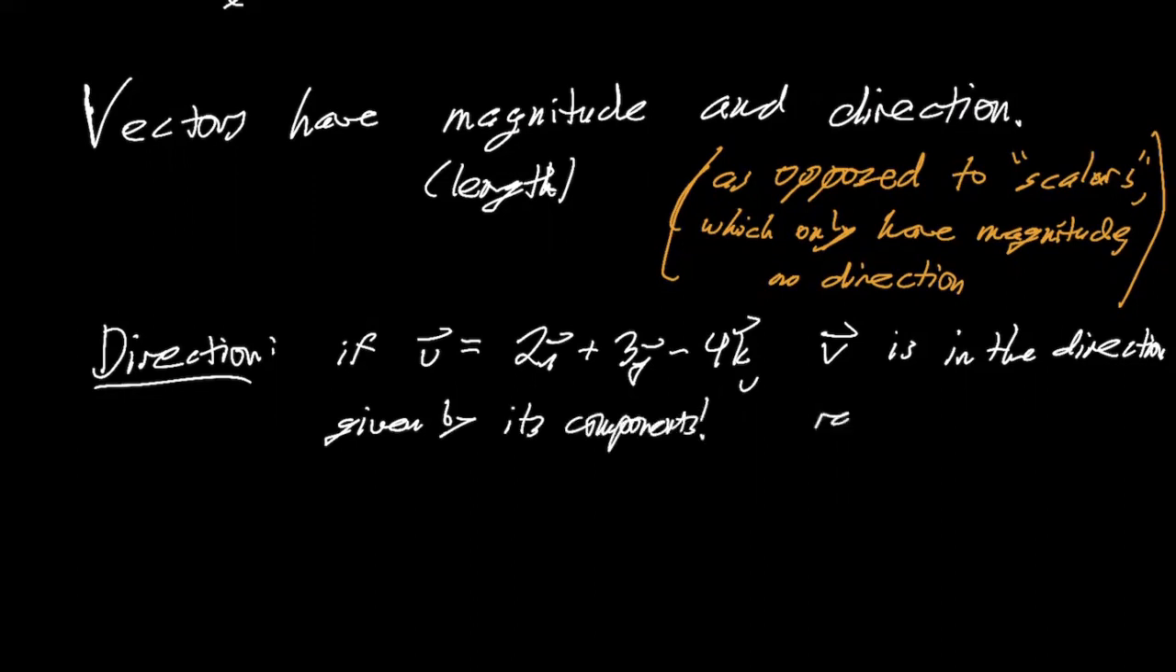Maybe you could think about the ratios of any vector pointing in the same direction would have to be like 2 to 3 to -4, right? Like if I double it and said 4 to 6 to -8, that's 4i plus 6j minus 8k. That would be a vector pointing in the same direction because the ratios are the same. Does that make sense? Hopefully.